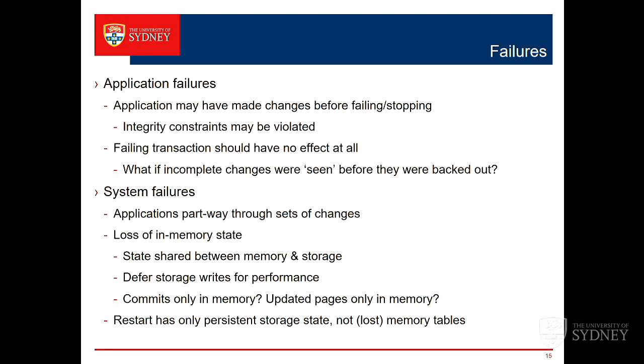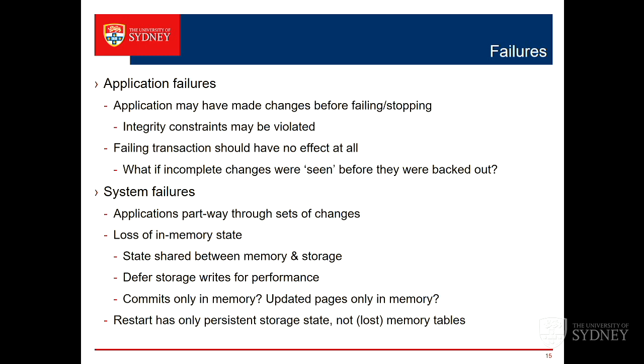Okay, so applications fail. Well, they probably made some changes. It's great if they've done read, read, read, oh dear, I'm dead. But it's more likely they've done read, read, update, update, dead. And so having made some changes out of a set of changes that need to be made to get to the next consistent state, integrity constraints may well be violated by a failing program. We want to make sure that failing programs, failing transactions, if they're transactional programs, have absolutely no effect. So we just want to roll them out. And the problem is, what happens if those changes that are not committed, that have been rolled out, have been seen by someone else?